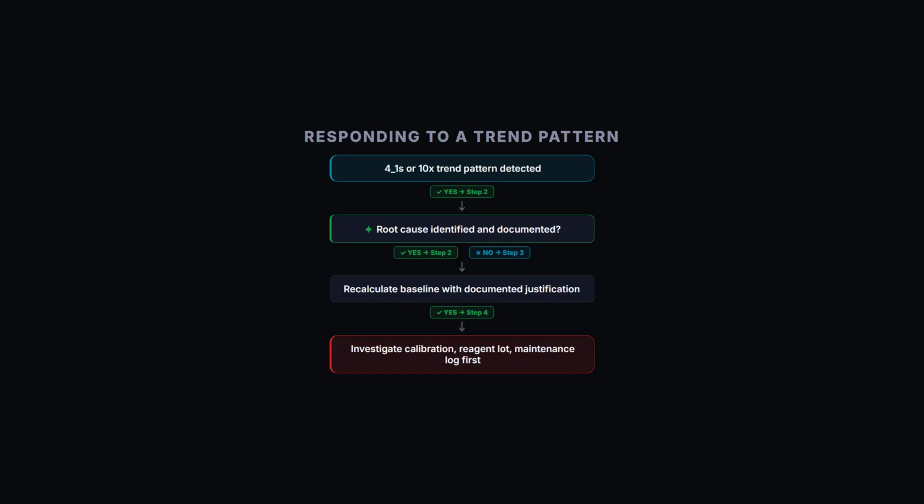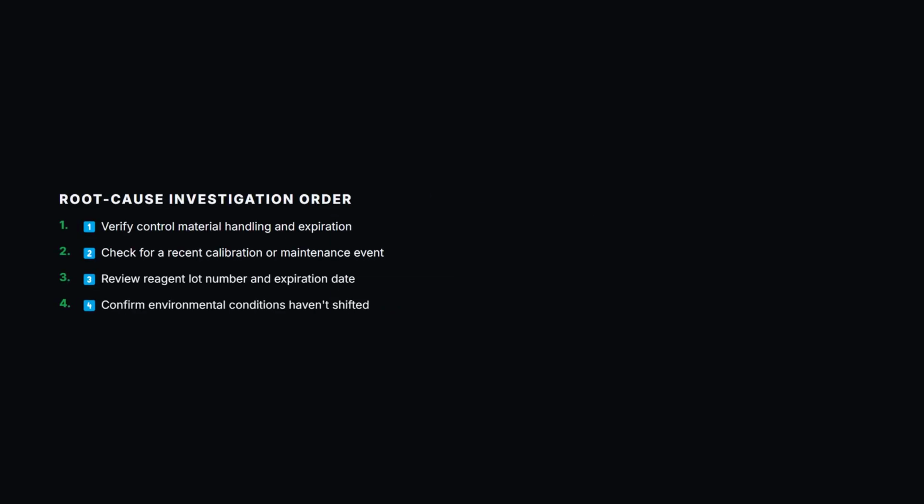A practical investigation checklist, roughly in the order most labs work through it. Verify the control material itself wasn't mishandled or expired. Check for a recent calibration or maintenance event. Review the reagent lot number and its expiration, and confirm the environmental conditions.